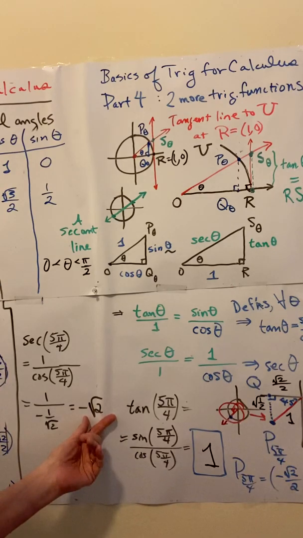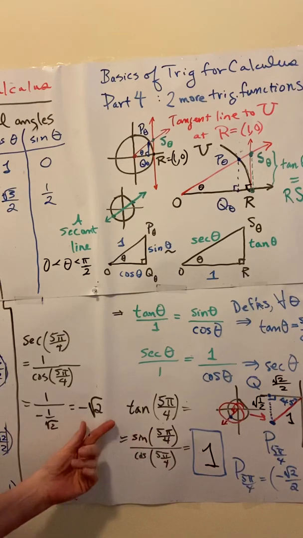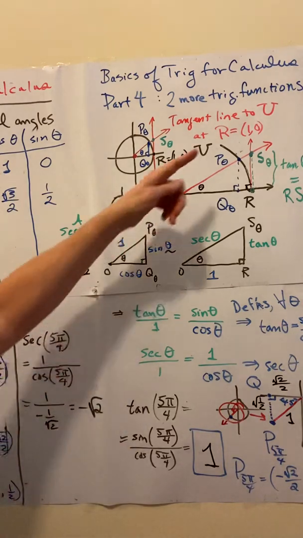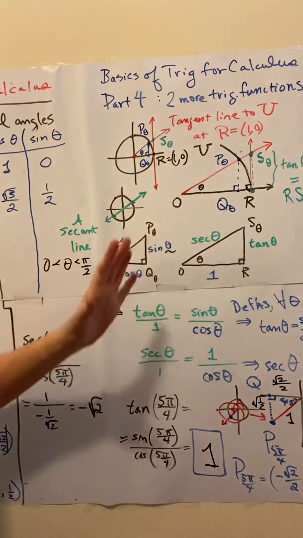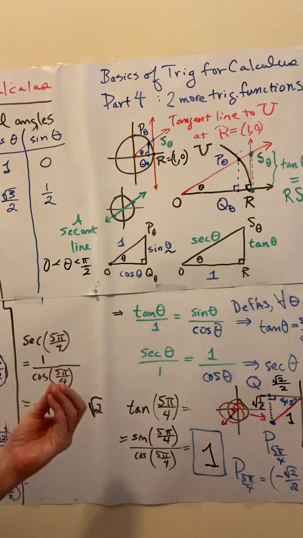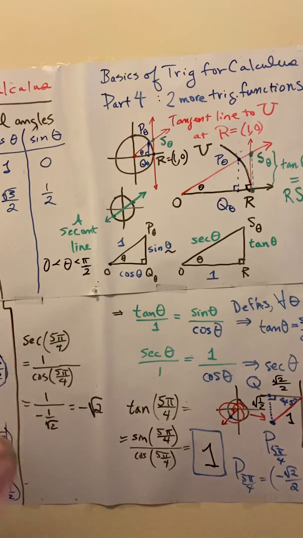You'll notice this number is greater than 1. The tangent here was equal to 1. This is the first time we've had a trig function with a value greater than 1. For the tangent and secant, do not be surprised if those values exceed 1, unlike the cosine and sine. Remember, they're bounded between negative 1 and 1 because they are just the x and y coordinates of points on the unit circle. But the tangent and the secant, sky's the limit.